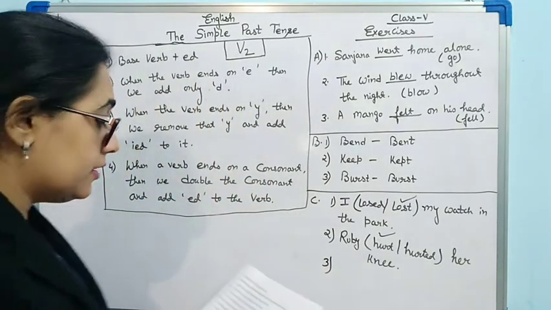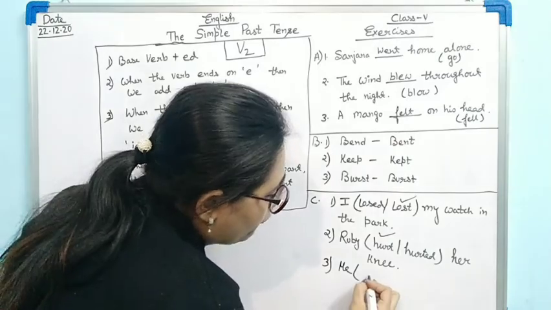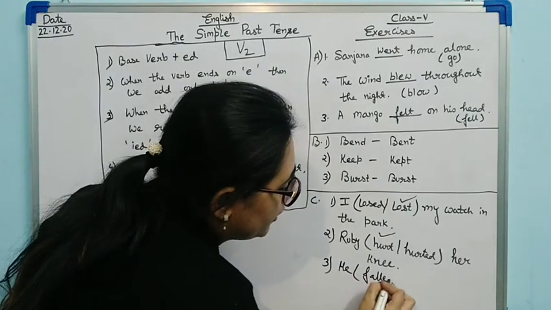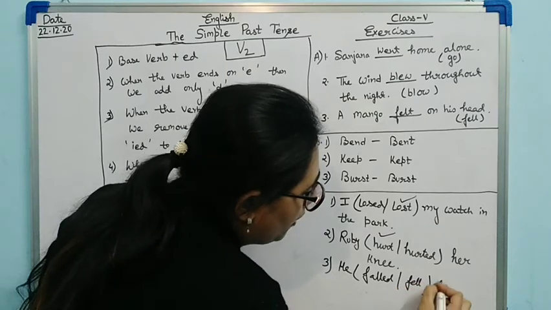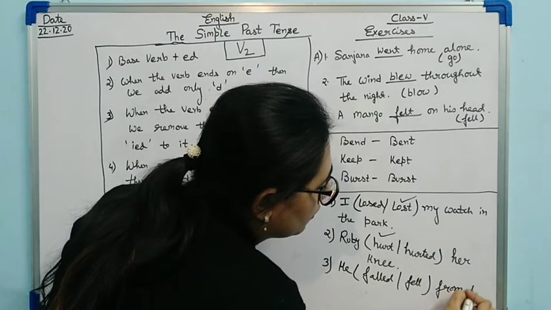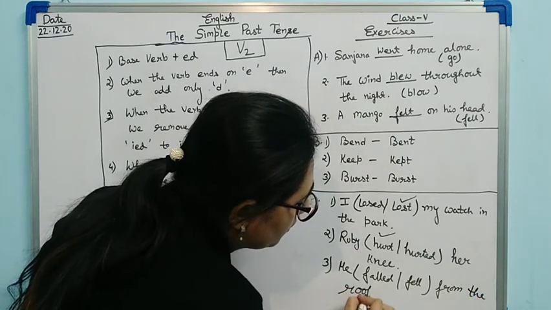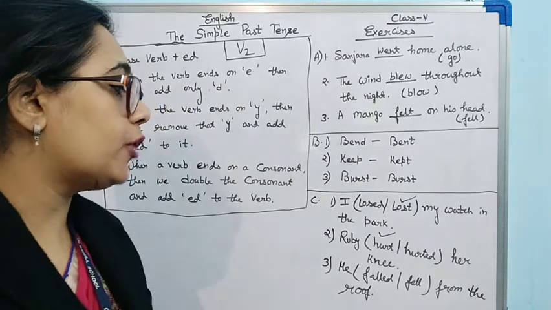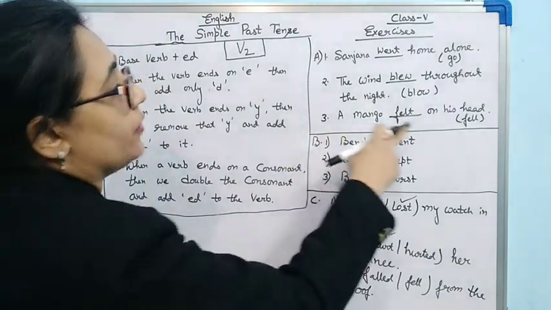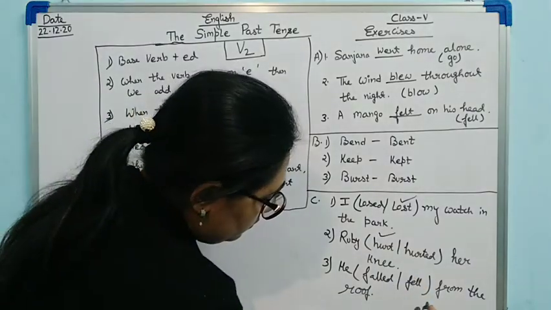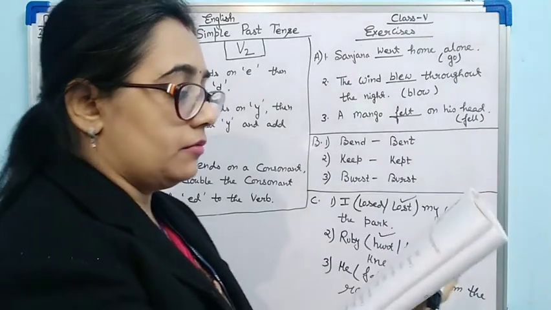Now third sentence. I think it is clear. He dash from the roof. Now in bracket we have F-A-L-L-E-D, or F-E-L-L, fell. He fall or fell from the roof. It will be: he fell from the roof. Here also we have done. He fell from the roof.